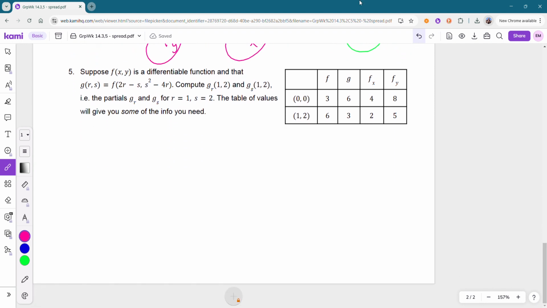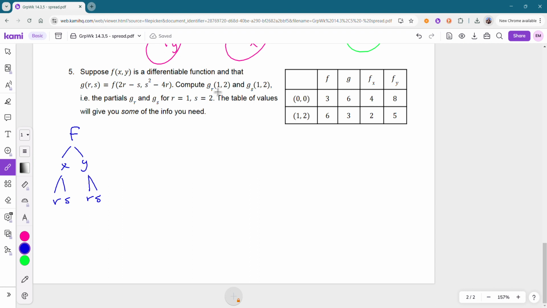So here we have a function of two variables, and g of r, s is just a composition of that function with some other parameter formulas. This looks kind of goofy, but essentially what we're being told here is the structure of our function: that our function f is in terms of two variables, and x is in terms of two parameters, r and s, and same for y.